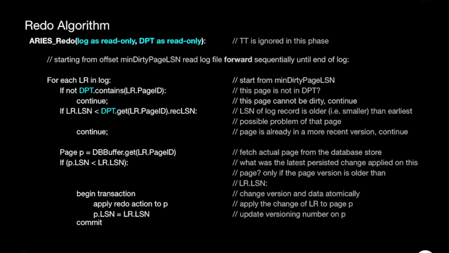So the first check I do is, okay, I have a log record. Is that even contained in my dirty page table? If it's not contained, there cannot be a problem. No way, because it would have been in the DPT. So if it's not contained in my dirty page table, well, that's it. I continue and look at the next log record. If it's contained, I continue here.